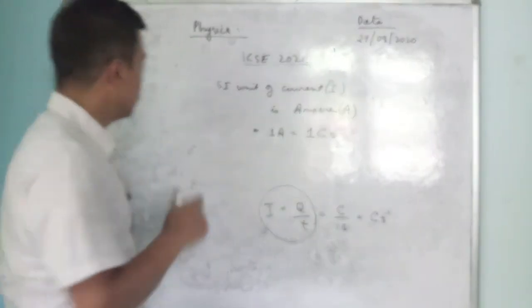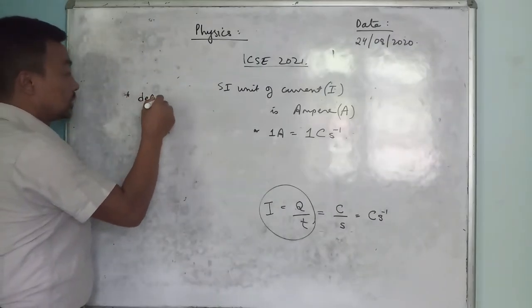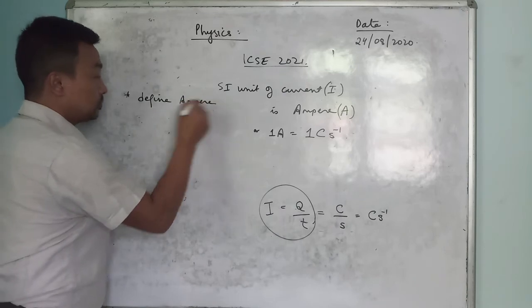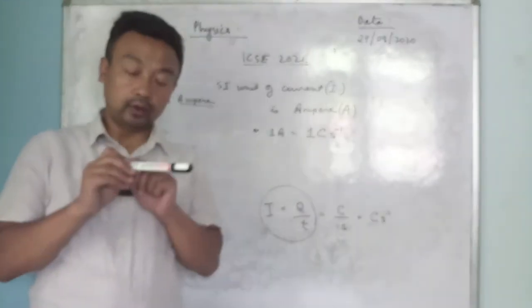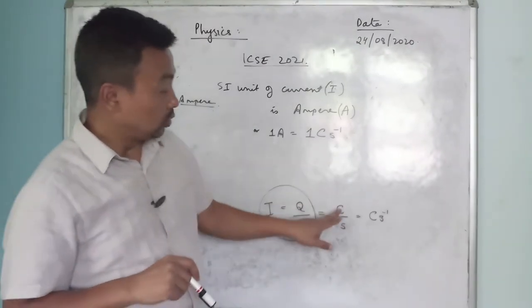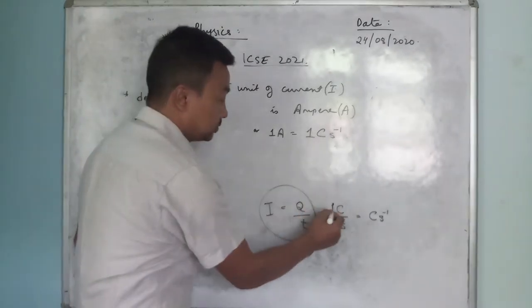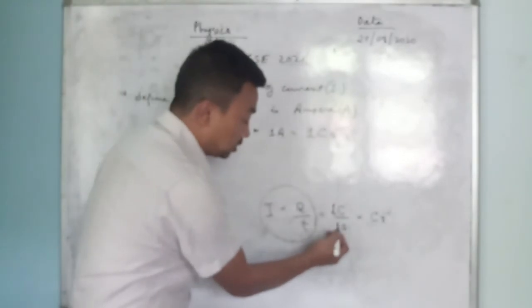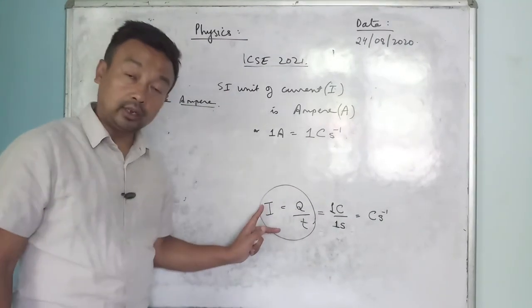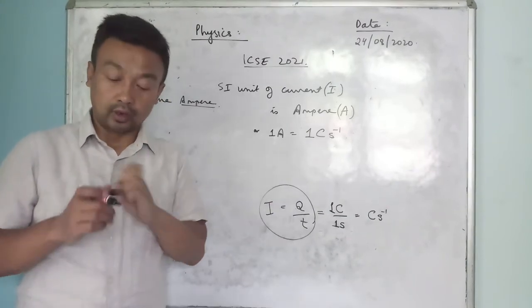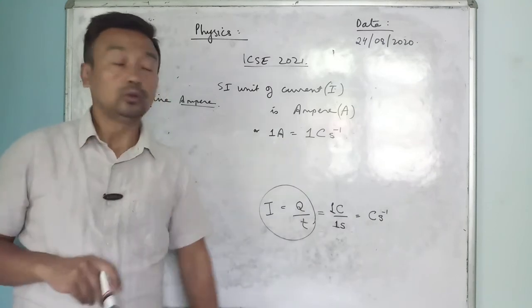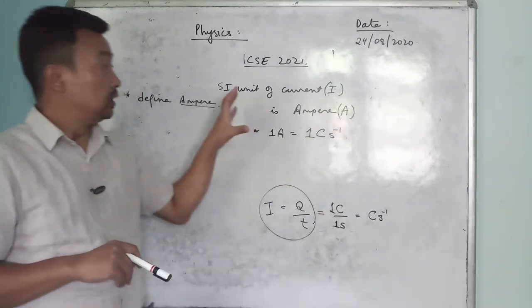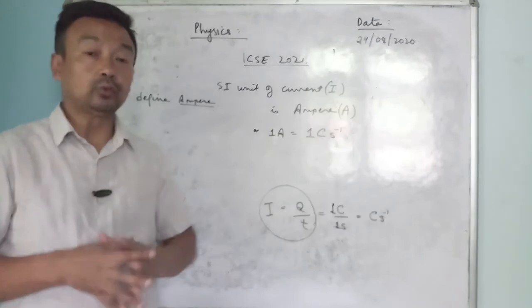Now one question that was asked in ICSE is: define ampere. Ampere is defined as the current when 1 coulomb of charge flows in a conductor in 1 second. So when the charge is 1 coulomb, and it is flowing for 1 second, the current is 1 ampere. So these are the two topics that we have covered.